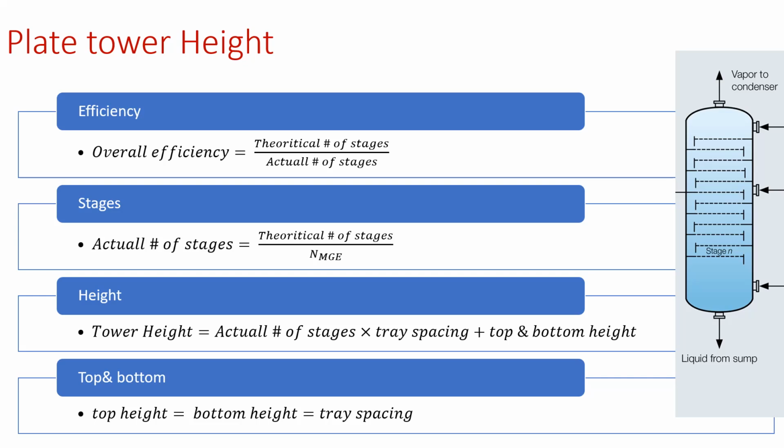Now, I would suggest that you build up on the example that you solved at the end of chapter 4, and you try to calculate the height of the tower that you already calculated the diameter for, and for which you already determined the tray design. Then calculate the efficiency, calculate the number of actual stages, and then the height of the column.